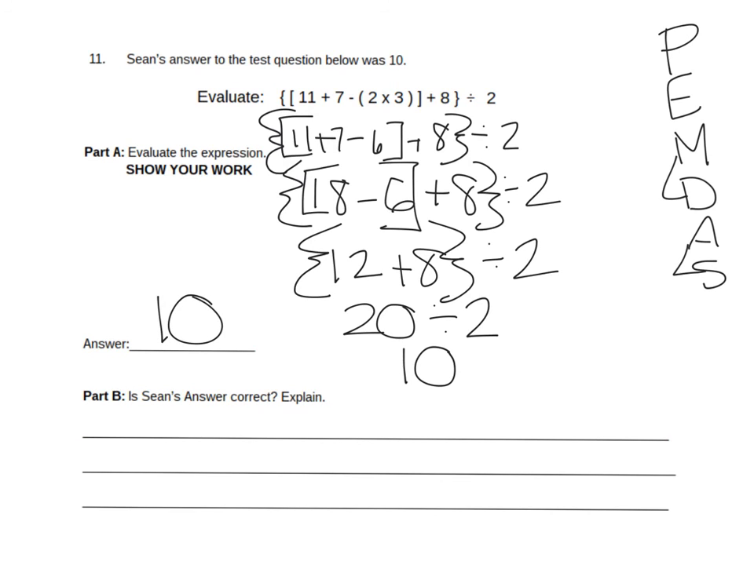So was Sean correct? Yes, Sean was correct, and we can prove that he's correct by following PEMDAS. So if you had to explain this, I would say you'd follow parentheses, exponents, multiply and divide, add and subtract in order to prove that you did this correct. You can even say first you do this, then you do this, then you do this, then you do this, to give them a step-by-step reasoning of your understanding of evaluating these types of expressions.